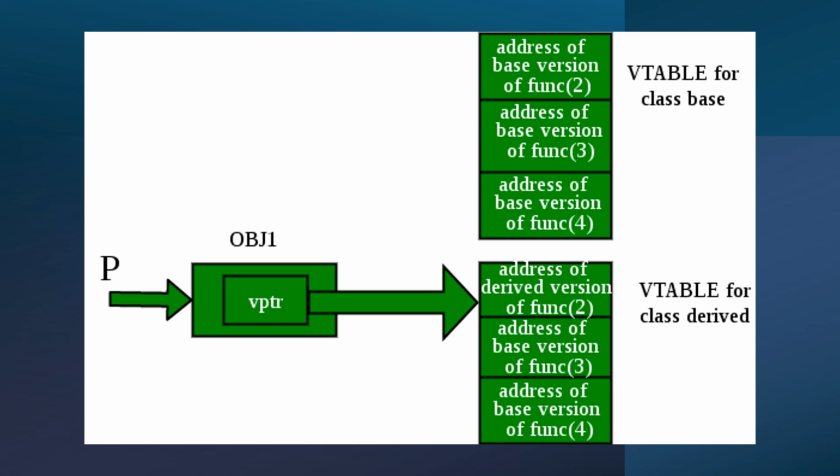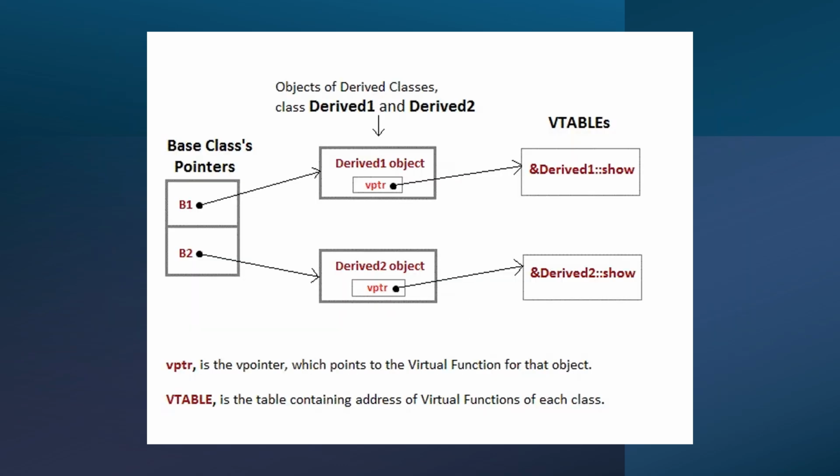So this is a pointer to the object, the V pointer, and the V table for the base class. This is the V table for the derived class. So it has the addresses of the base versions of function 2, function 3 and function 4. First, it has the base class addresses, and in the V table of the derived class, the addresses of the derived versions of function 2 and function 0.